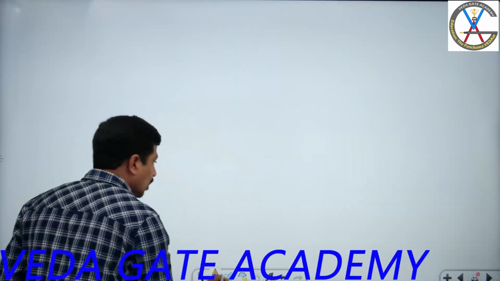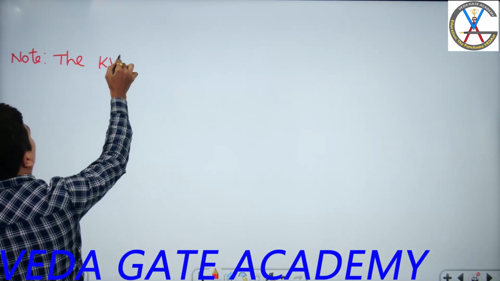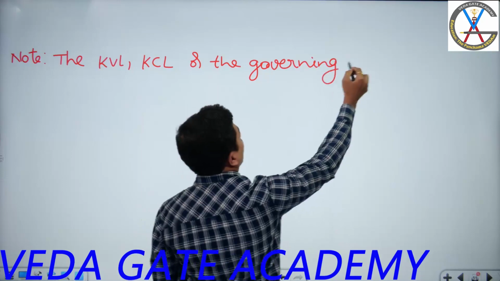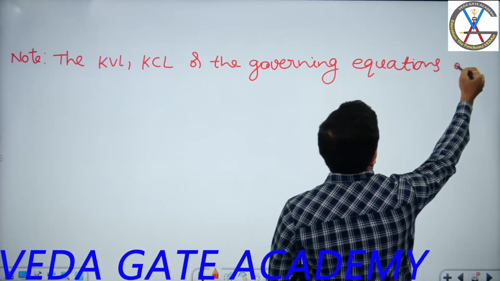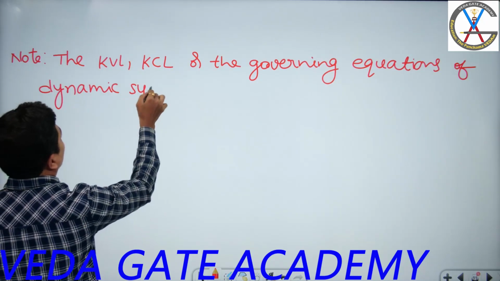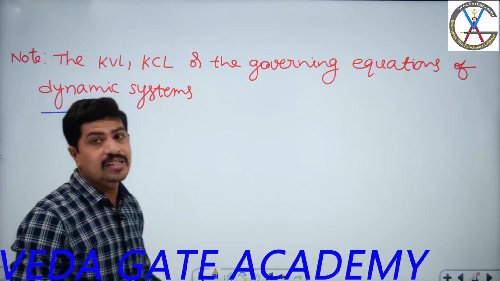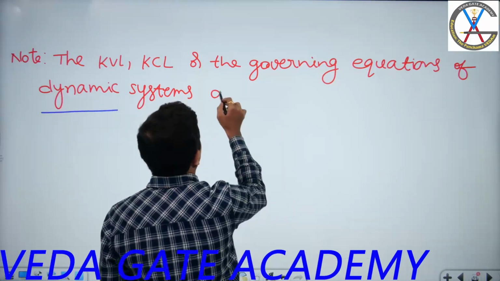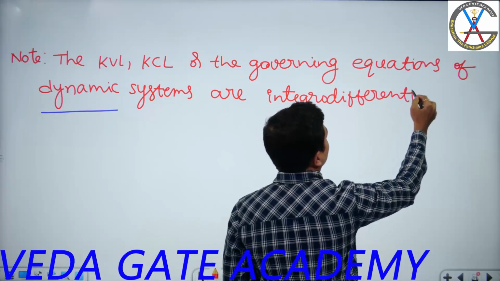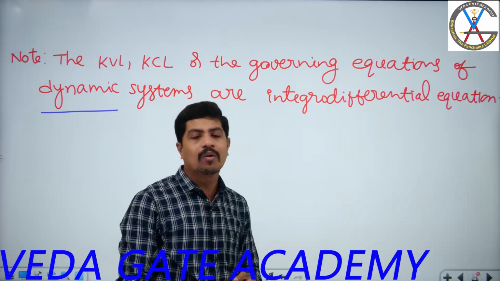Now one note point I want to write here, what we learned already. The KVL and KCL equations are the governing equations of dynamic systems. Underline this, dynamic. What does dynamic mean? Containing energy storage elements. Dynamic systems are integro differential equations. Yes, we proved it. If we take an RL network and write its KVL, we get a differential equation.